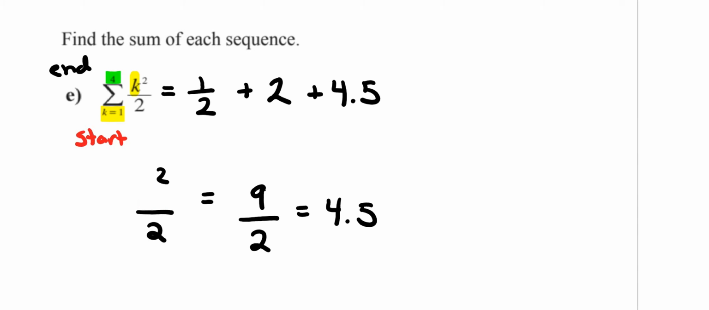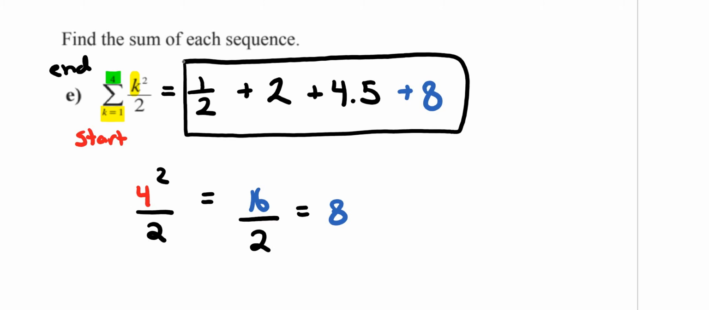And then let's change my 3 to a 4 now, for my fourth term. So 4 squared is going to be 16, and 16 divided by 2 is going to be 8, so plus 8. Okay, and if I add up all those 4 numbers there, I should get a value of 15. So that's my answer for question 5E.